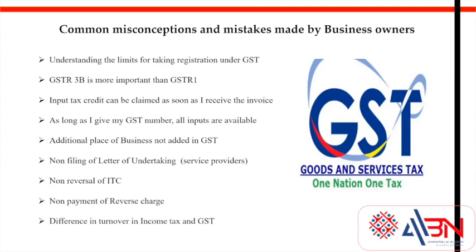And the next concept is, as long as I give my GST number, all inputs are available. This is a classic case where you go into a passenger car showroom and decide to buy a car in your company's name. You tell him, I give you my GST number, can I take credit? To sell you the car, he will say, yes sir, don't worry, you give me a GST number, I'll upload the data. It will also reflect in your 2B.